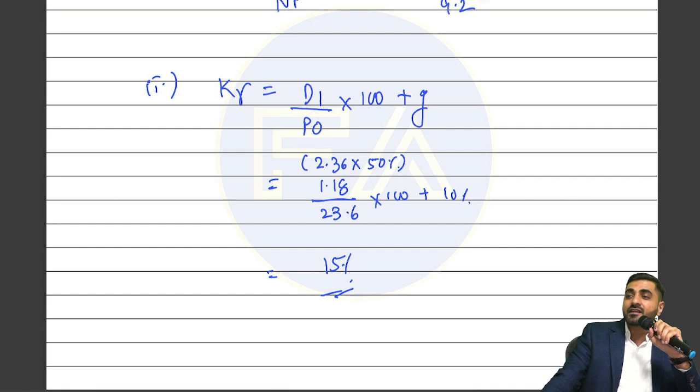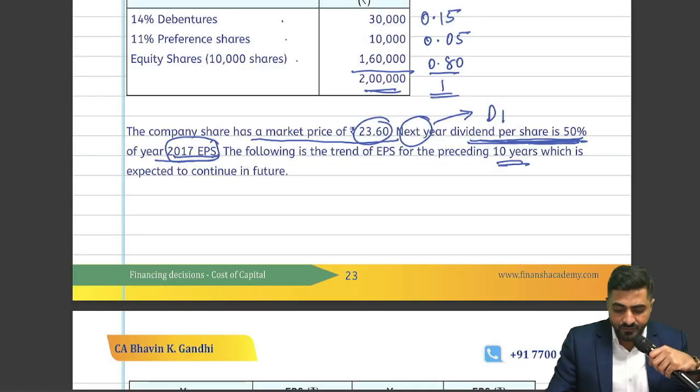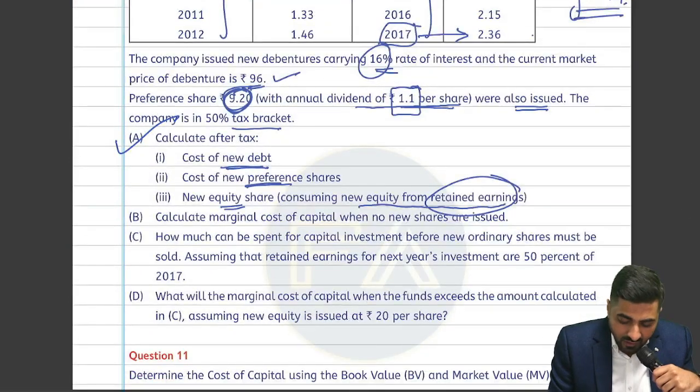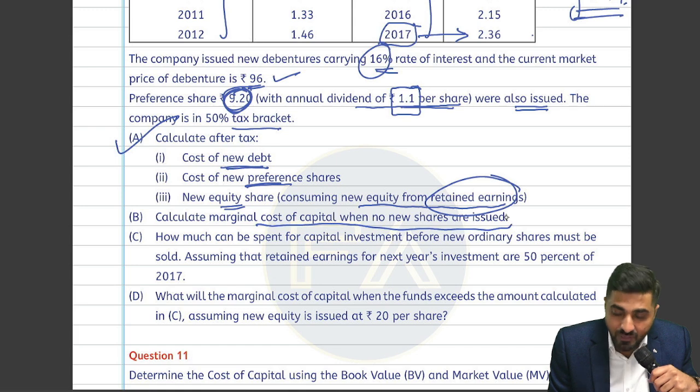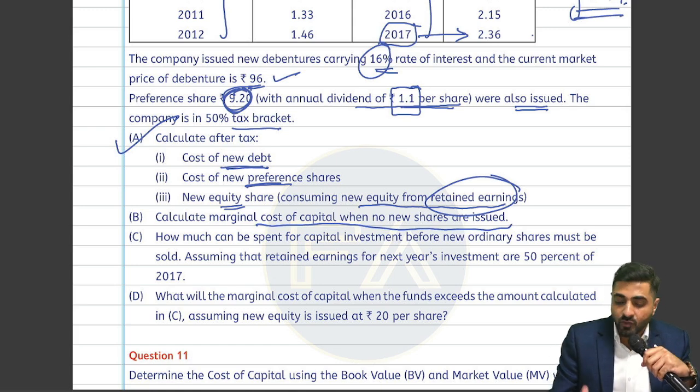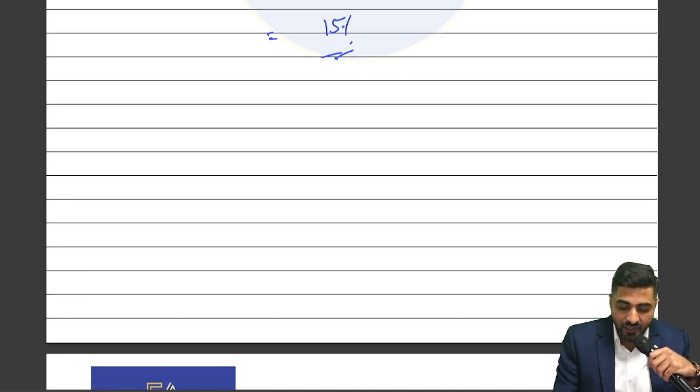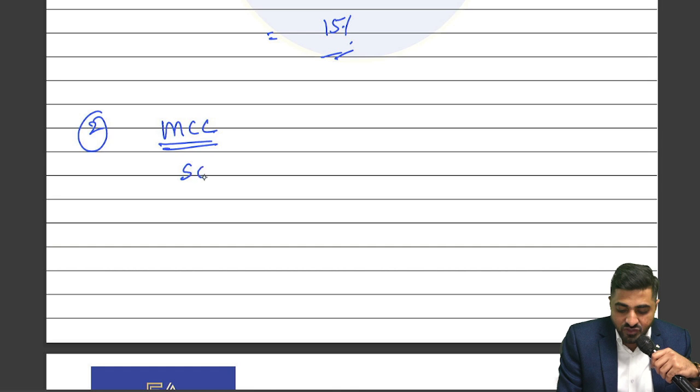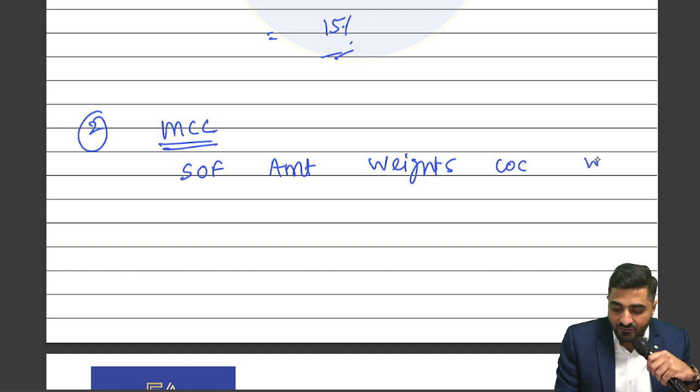First part clear? Then calculate the marginal cost of capital. Now we are required to calculate marginal cost of capital. Guys, for marginal cost of capital, we should have sources, amount, weights, after tax cost of capital, and WACC.